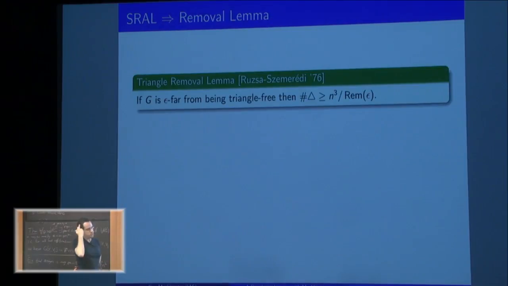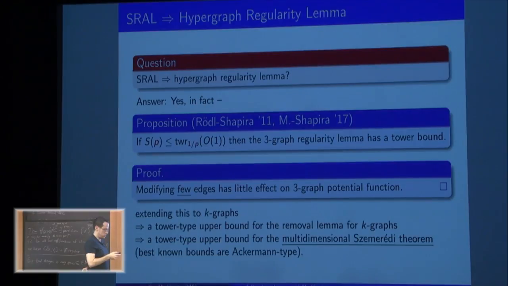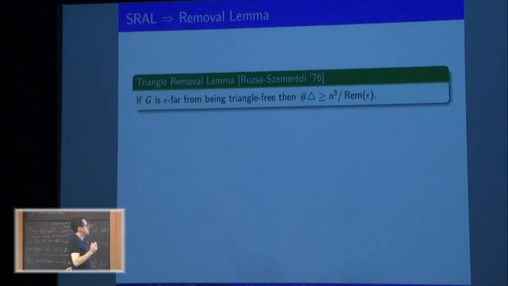Okay, that's it about hypergraphs. So the best lower bounds we know for both these problems, is that tower? No. We'll talk about lower bounds soon. Okay. But I will want to focus on the removal lemma. That's the more interesting thing here, I think.